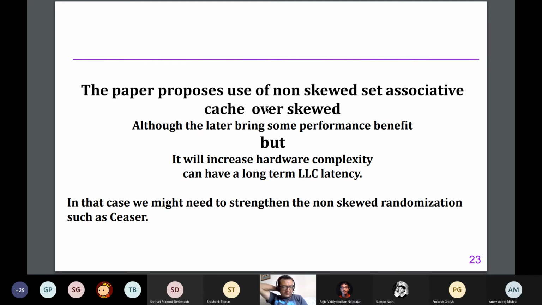Okay. The paper also advocates for non-skewed set associative over skewed set associative systems, pointing out its hypothesis. It might increase the hardware complexity and also provide long-term LLC latencies. So in that case, we need to strengthen the non-skewed randomization also. Next slide, please.